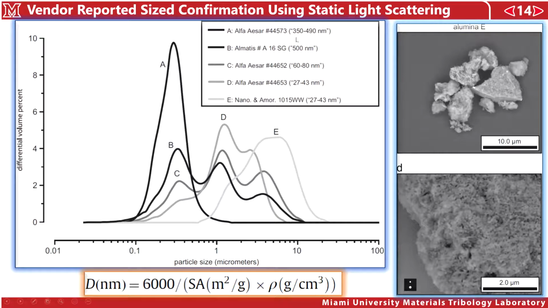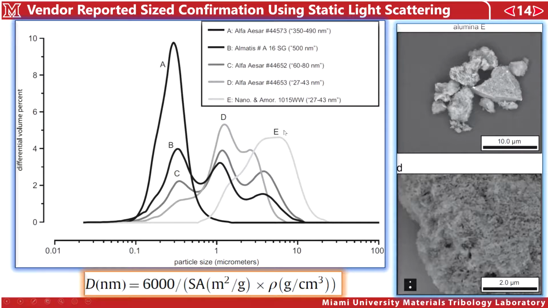As you can see, this graph is the SLS graph, which basically stands for static light scattering, and as compared to what the vendors suggest the sizes of the particles are, this image is telling us a completely different story.